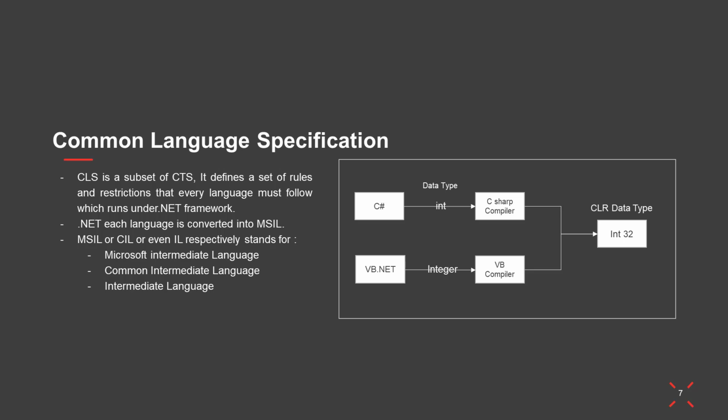Because in .NET, each language is converted into MSIL. As you can see, there are some abbreviations here, MSIL or CIL or even IL, which respectively stand for Microsoft Intermediate Language, Common Intermediate Language, and Intermediate Language. In .NET Framework, each language is converted into MSIL code after compilation, and MSIL code is the language specification of CLR.